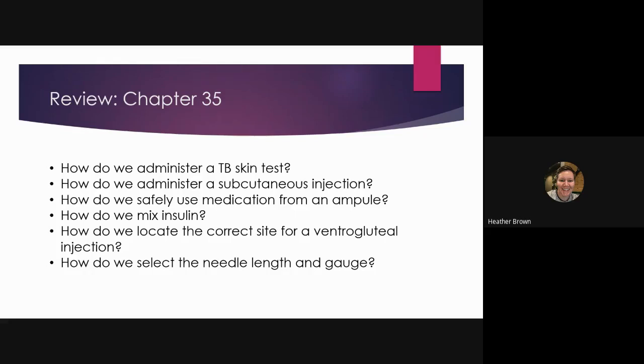So when it comes to gauges, do you want the thickest needle? So you're like, I'll pick the thickest needle I need. Or do you want the thinnest needle to get the job done?